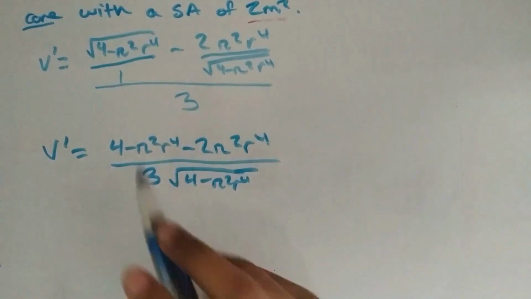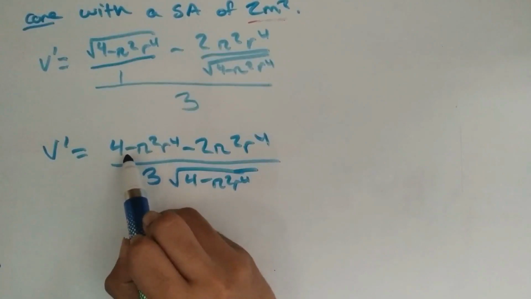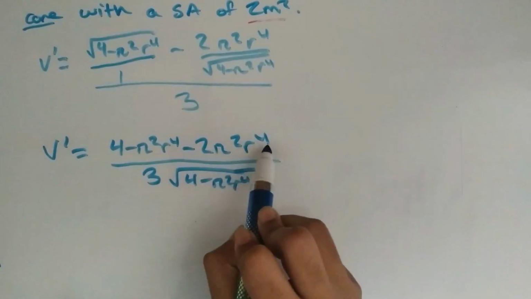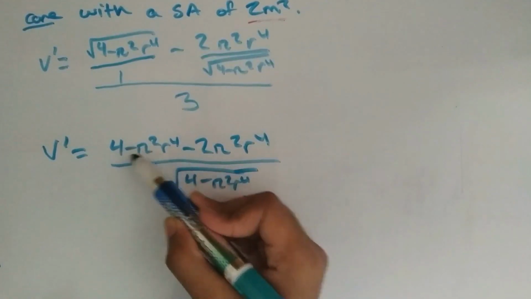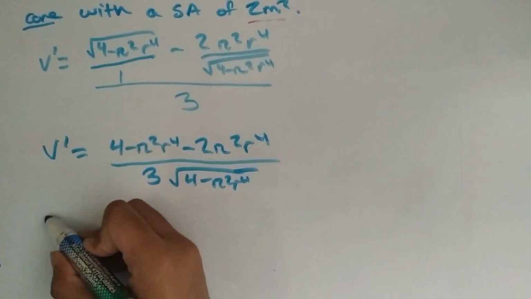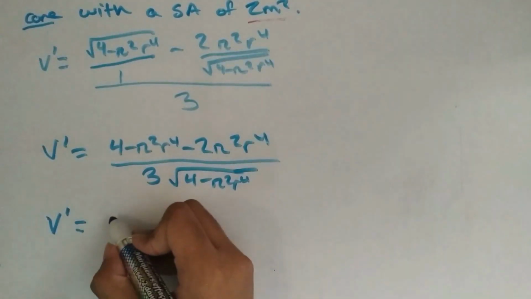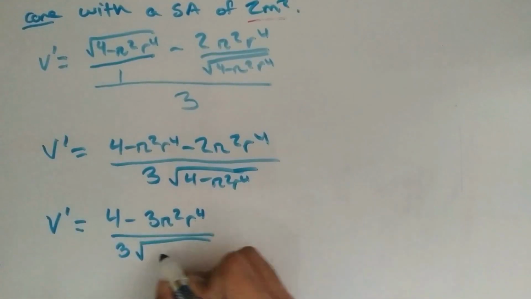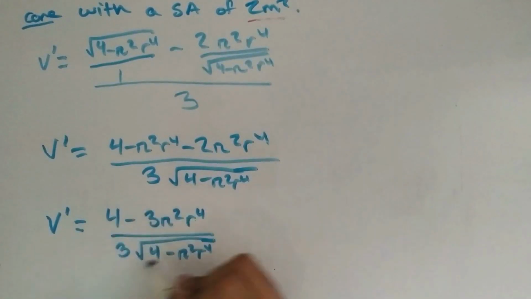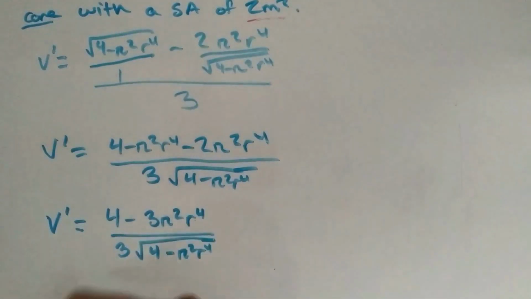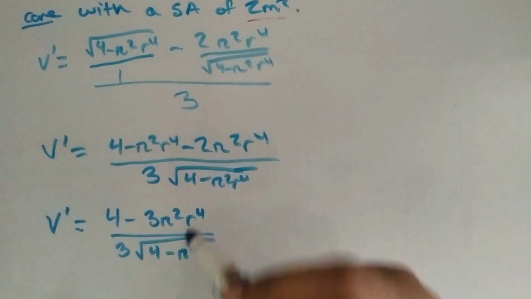So now what we can do is we can see that there's like terms here. So we've got negative pi squared r to the 4 and negative 2 pi squared r to the 4. So really what we're doing is negative 1 subtract negative 2. So finally, our volume derivative is going to end up as 4 minus 3 pi squared r to the 4 over 3 times the square root of 4 minus pi squared r to the 4. That's clear? So that is our derivative, and now we can start to find the criticals by solving for the D and E points and solving for the zeros.